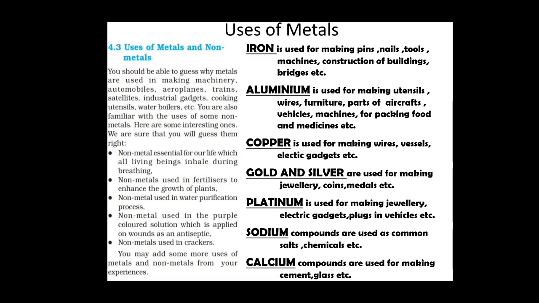Sodium compounds are used as common salts, chemicals, etc. Similarly, calcium compounds are used for making cements, glass, etc. There are many more examples of uses of various metals, but I have just given a few of them, so you have to remember all this.